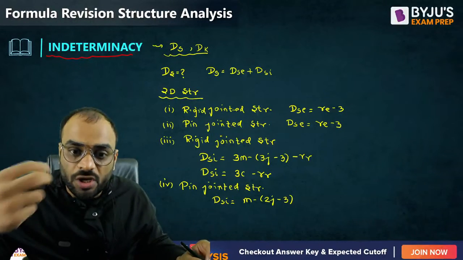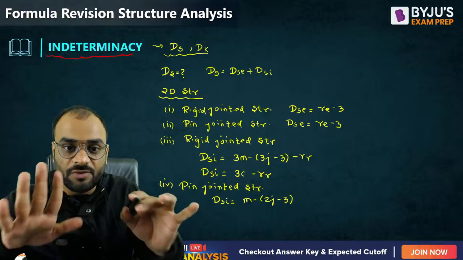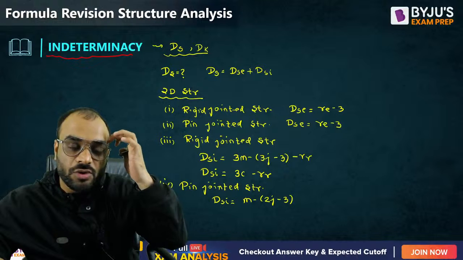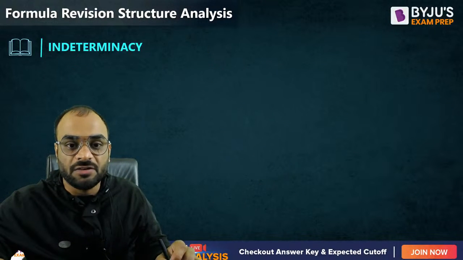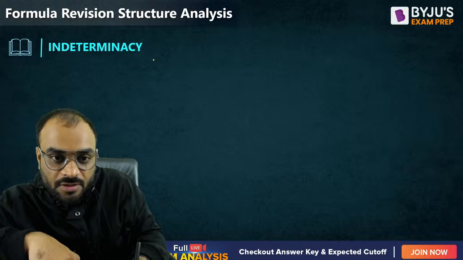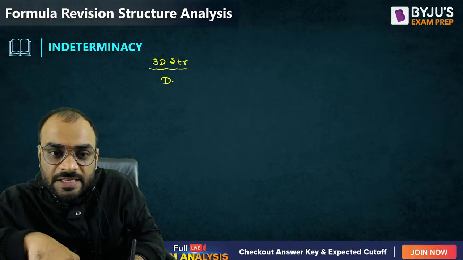M is total number of member, J is total number of joint. So these are the formulas for 2D structure. Now let us suppose guys, if we want to calculate the static indeterminacy for 3D structure, how can we calculate it? For 3D structure, how to calculate the DSE value?